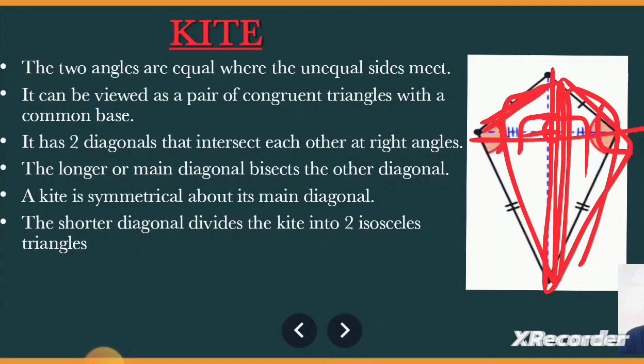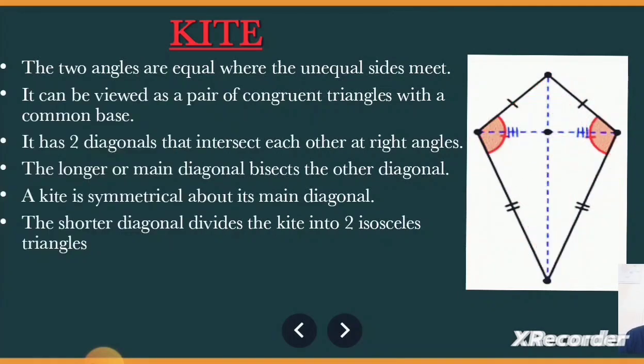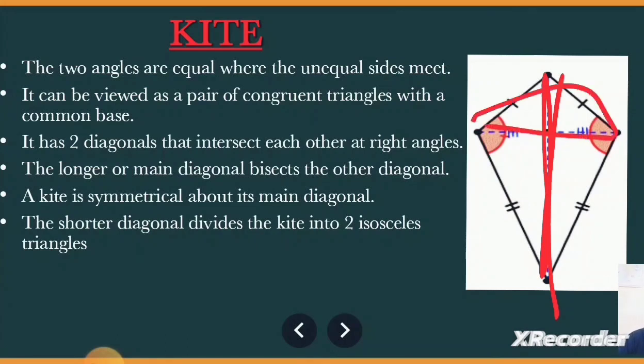The longer or main diagonal of a kite bisects the other diagonal in a symmetrical manner. A kite is symmetrical about its main diagonal. And the shorter diagonal divides the kite into two isosceles triangles. Here you can observe one is here, one is here.